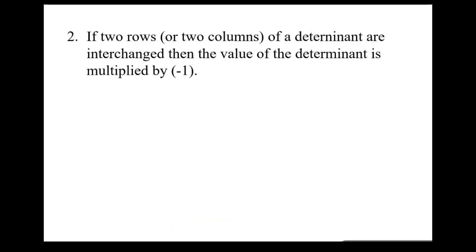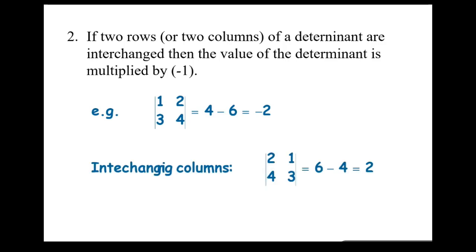The second property is: if two rows or two columns of a determinant are interchanged, then the value of the determinant is multiplied by -1. So let's say here we have the determinant of 1, 2, 3, 4, which is equal to 2. If we interchange the columns, that means the first column will become the second column, and the second column will become the first column. So we can see that the determinant is equal to 2, which is equal to the negative of the original determinant.